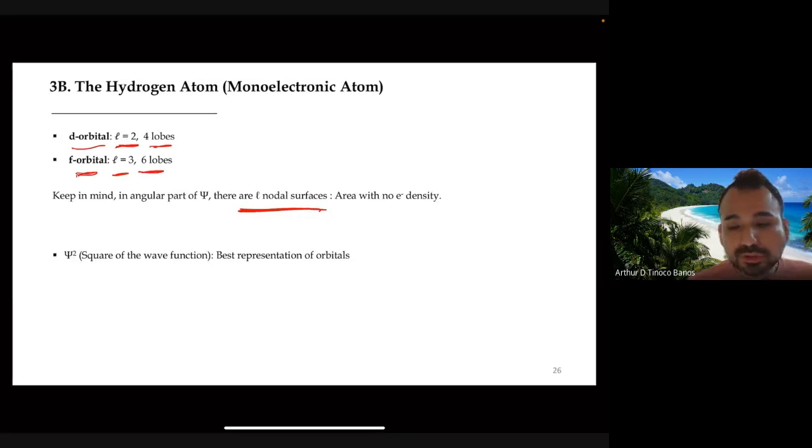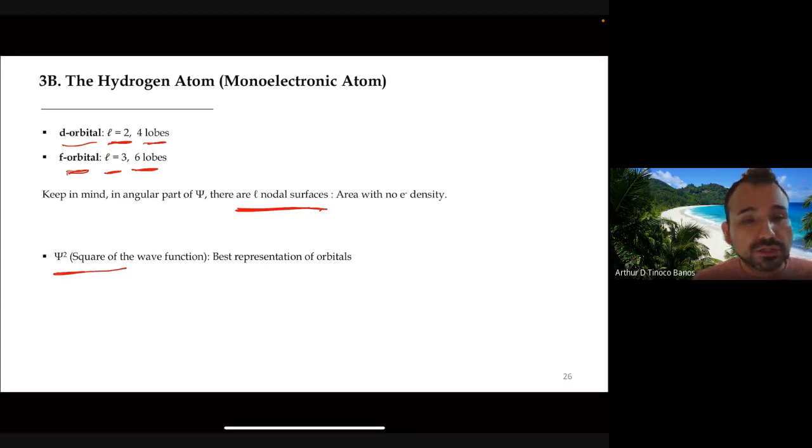And then very similar to what I described about the radial wave function, the same thing is true for the angular component. Whenever we square the wave function, that ends up being our best representation of orbitals. But I'm going through the details of the wave function, the radial and the angular components, so that we can see the contribution of the distance and also the contribution of the angles of these different orbitals.